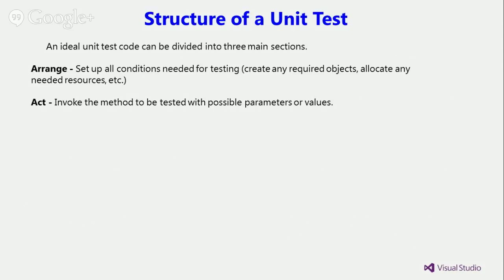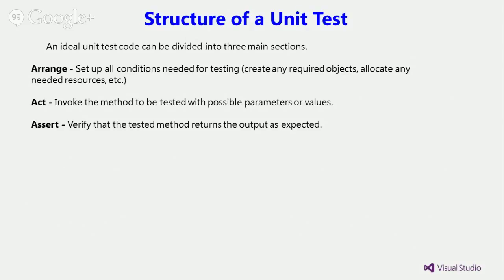Act. Act means you are invoking the method which you are trying to test and to which you will be passing some possible parameters and values. And then assert. Assert is a unit testing term. It doesn't matter which unit test framework you are using, NUnit, Microsoft Test Framework, XUnit, or there are many more in industry today. Assert is the class which almost every single unit test framework implements. And what assert does, it asserts your conditions and gives you the result based on the conditions. So we will see some of these in our code scenario today.